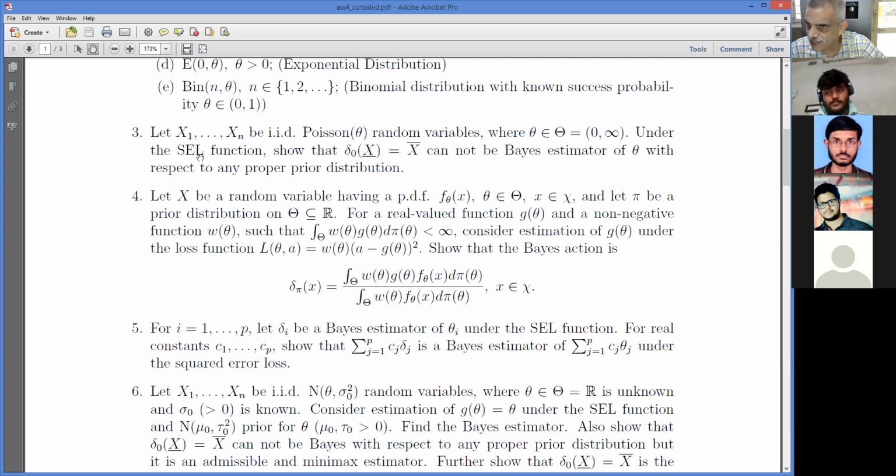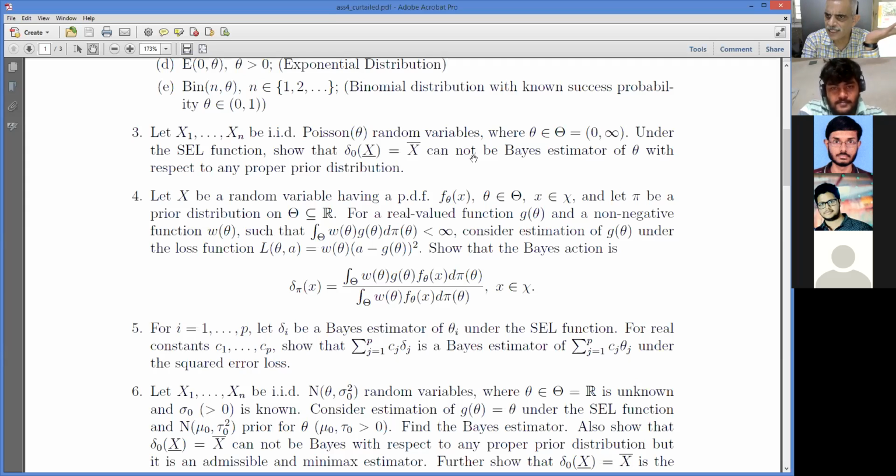You have a square error loss function. So if it is Bayes with respect to a proper prior distribution, its Bayes risk has to be 0. But you saw that the Bayes risk is different from 0. So that means it cannot be Bayes with respect to any proper prior distribution, by the result which we did in the class.